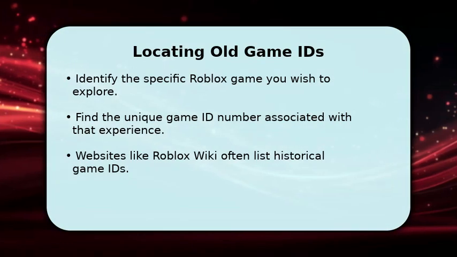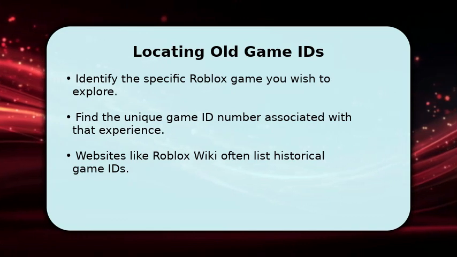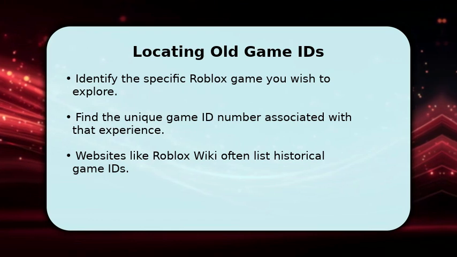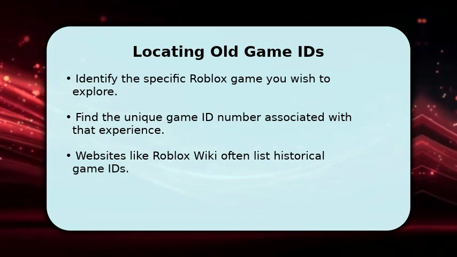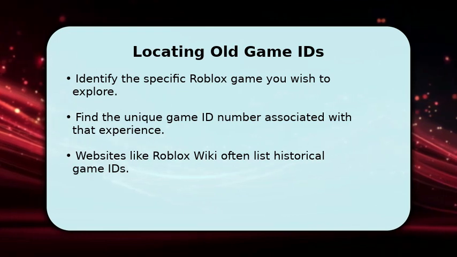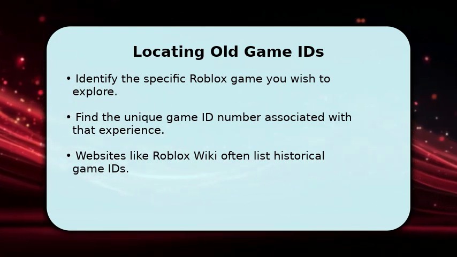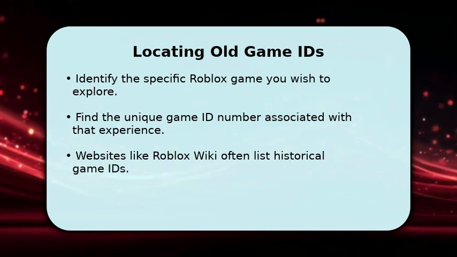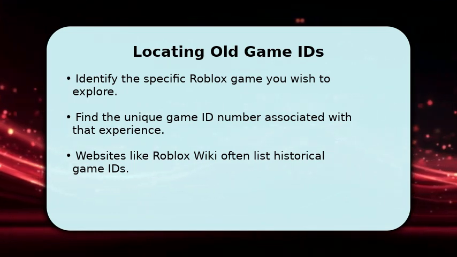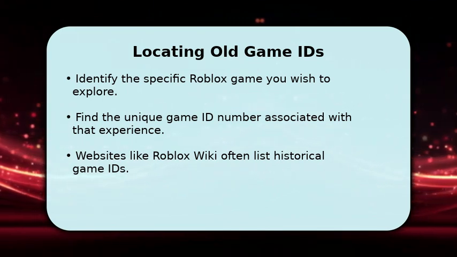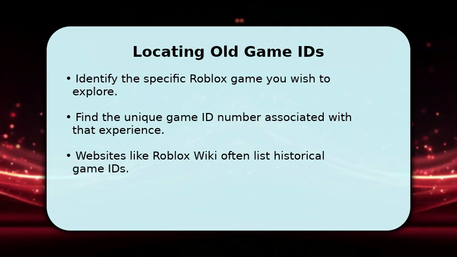To begin, you need to identify the specific game you want to revisit. Every Roblox game has a unique numerical ID. You can often find these IDs on fan wikis, community forums, or by searching historical game lists. Once you have the game ID, it becomes your key to unlocking its past versions. This step is crucial for the next part of the process, so take your time to find the correct identifier.